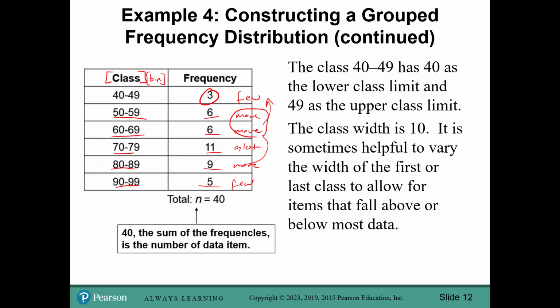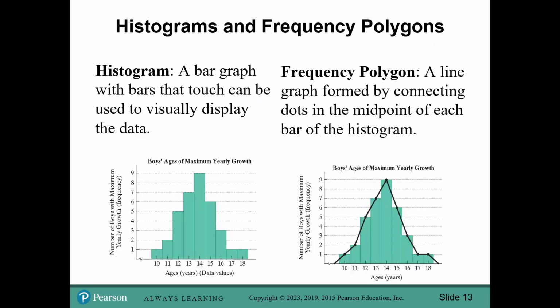So we can see that we start off with a few scores in the 40s, and then the 50s gets a little better, and the 60s stays about the same. But we get that jump up in the 70s, and then a drop down for the 80s and another drop down for the 90s. If I want to look at this visually, we can actually see that in play, right? And to do that, we're going to look at something called a histogram. A histogram is a bar graph with bars that touch and can be used to visually display the data.